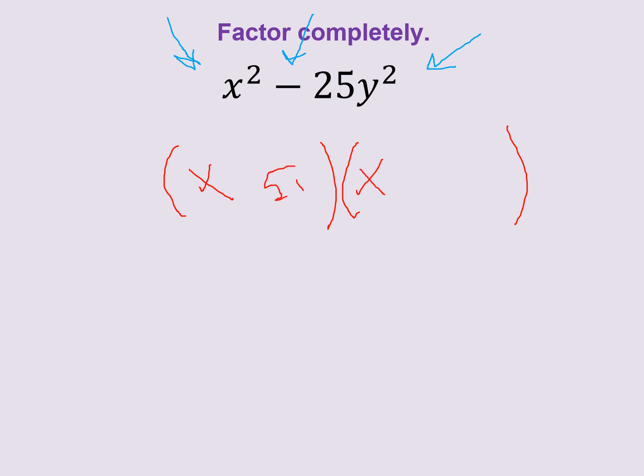5y times 5y makes 25y squared. One is a plus, one is a minus. I look inside and say, anything I could do here or here? Nope, we're done.